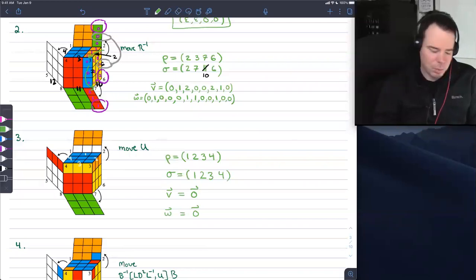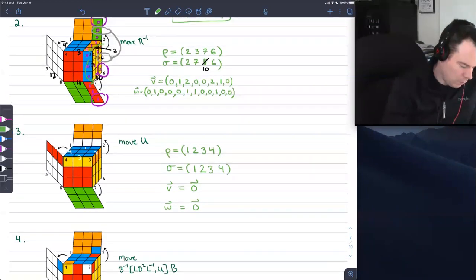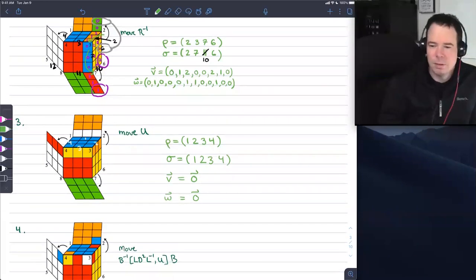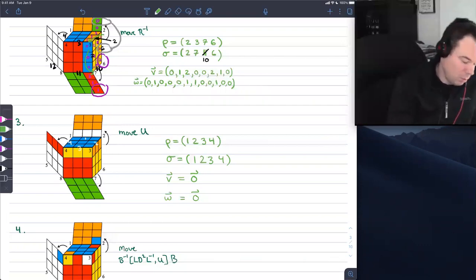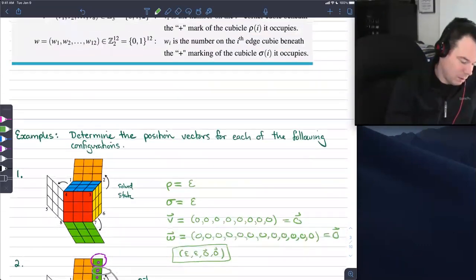So here's an example of a configuration where all the pieces have been purely permuted, but none of them have been reoriented. They're all with their proper orientation. No flips, no twists. If we did a right move, like we did above, then some pieces did get flipped. Some pieces did get rotated. And you might say, well, there's really no difference between a right move and an up move. And that's true. There is no difference between a right move and an up move in some sense.